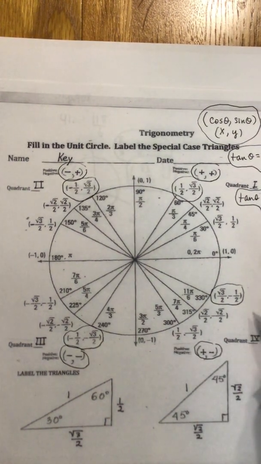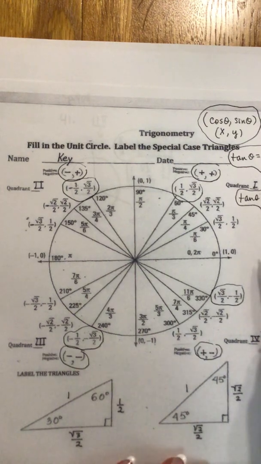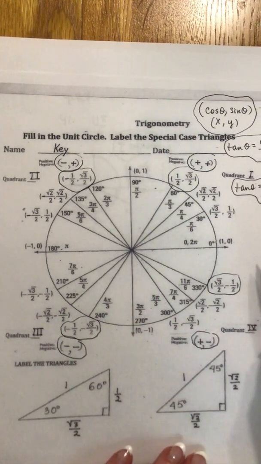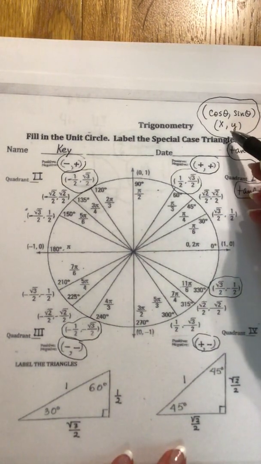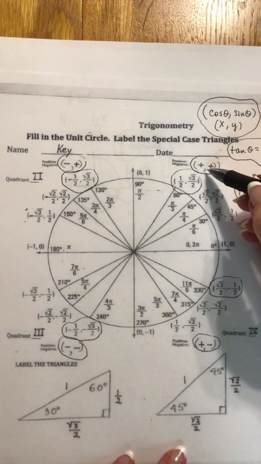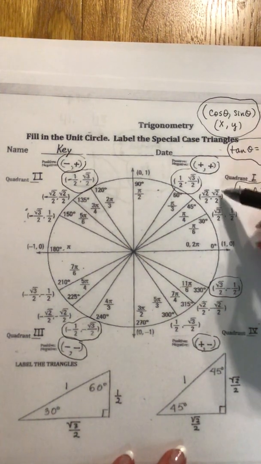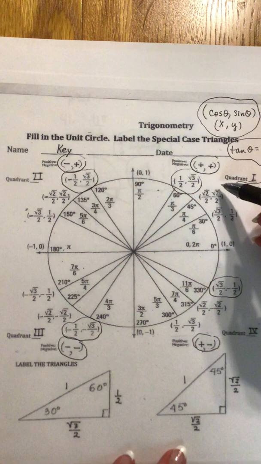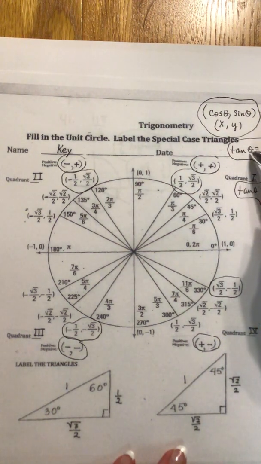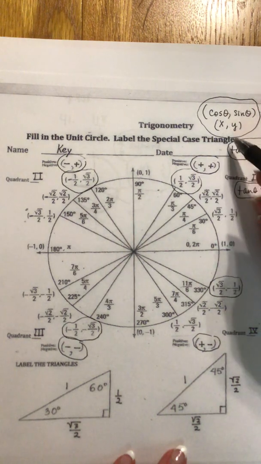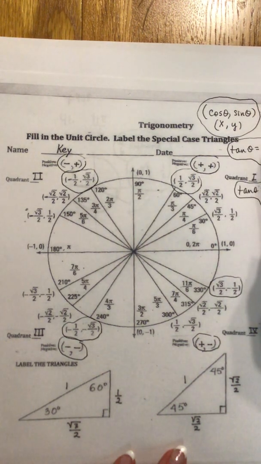Now, because we know cosine and sine are x and y, if x and y are both positive, then all of the trig functions in quadrant 1 are going to be positive. Tangent is made up of sine and cosine, and the reciprocals of positive numbers stay positive. So in quadrant 1, they're all going to be positive.